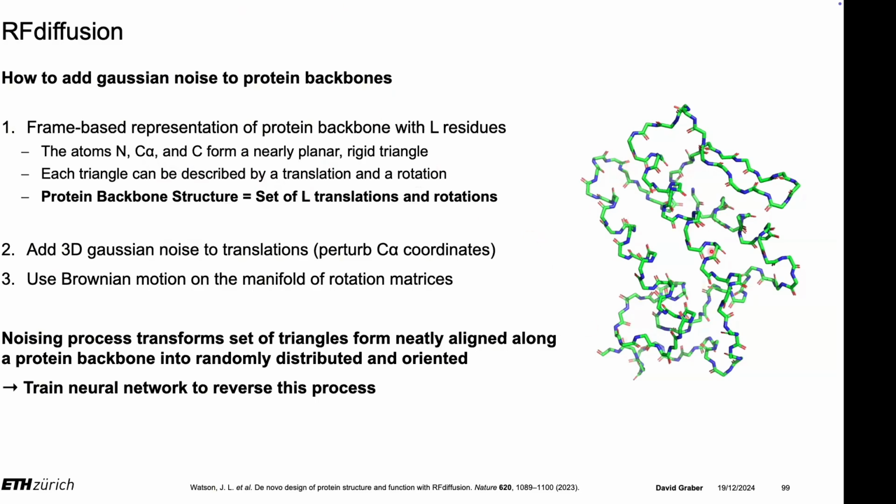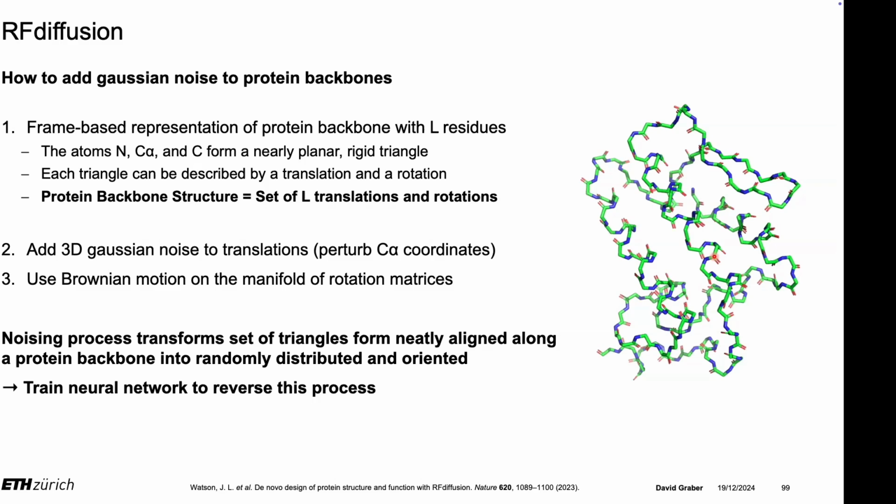And you can basically describe each of these triangles with a translation and a rotation. So they model the protein backbone as a set of L translations and rotations. And then they add 3D Gaussian noise to the translations, so they basically perturb the C alpha coordinates. And then they apply Brownian motion also to the manifold of rotation matrices.